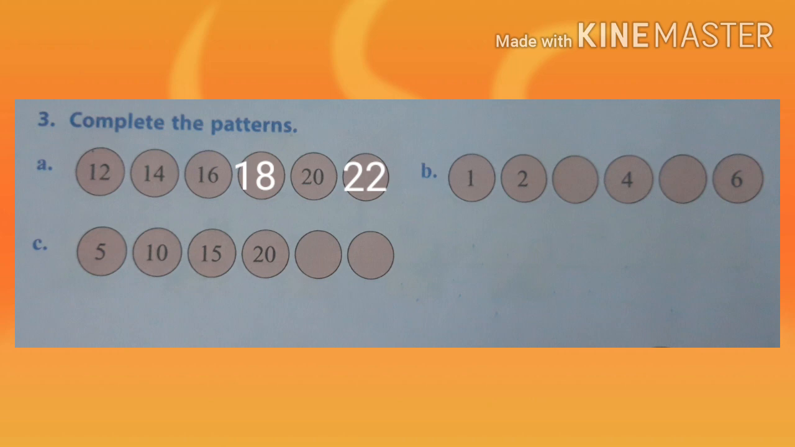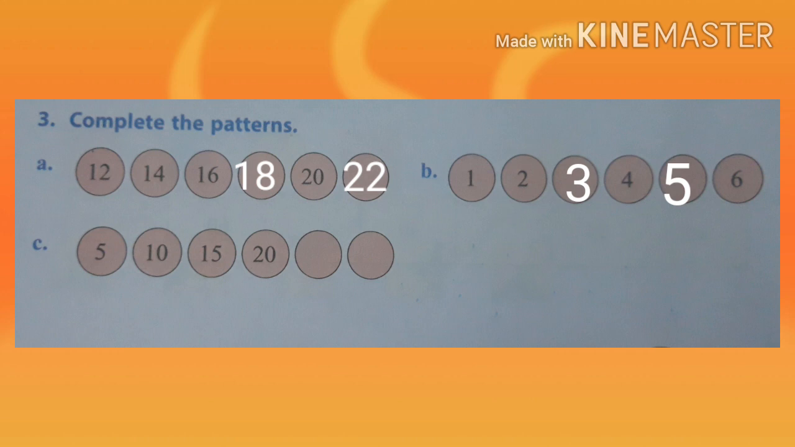So, that is it. Then the next one, 1, 2, then a blank, 4, then a blank, 6. Yeah, it is a very easy pattern. Yes, after 1, 2, which number will come? 3, isn't it? Yes. Then came 4. Then which number will come? 5. And 6 is already given there.